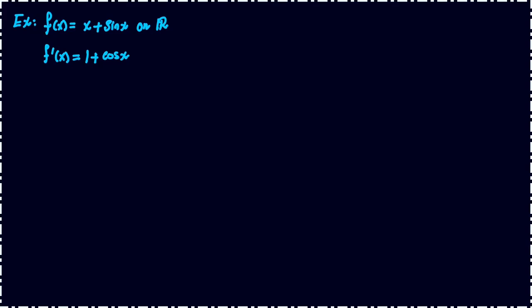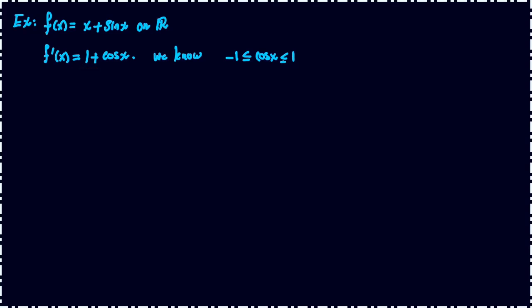What is special about 1 plus cosine x? Well, we know that cosine and sine are bounded functions. They're always between -1 and 1. Cosine of x goes from -1 to 1. The amplitude of cosine is 1. Our derivative here is 1 plus cosine of x.